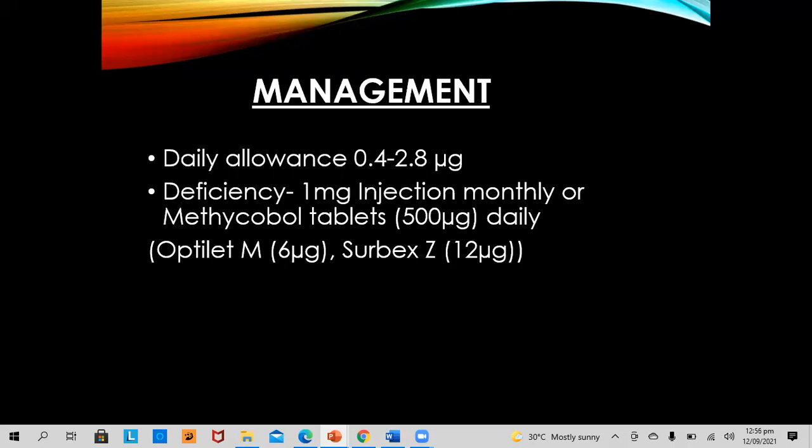Management. The daily allowance of B12 is 0.4 to 2.8 microgram. Deficiency is countered by 1 milligram injection monthly or methylcobalamin tablets, which contain 500 microgram of B12 given daily. Optilate M tablet contains 6 microgram and Serbex Z 12 microgram.